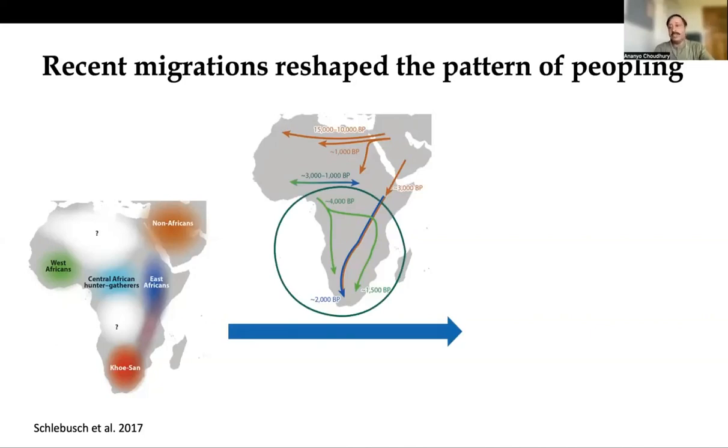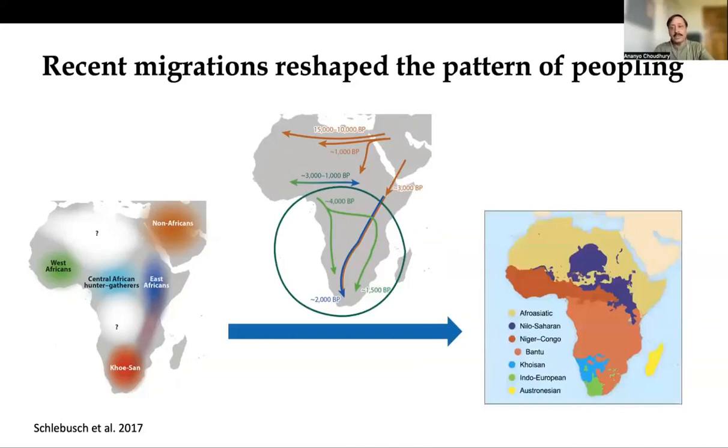These migrations changed the distribution of populations quite dramatically and led to this current pattern of peopling in which the Niger-Congo speakers related to the West African branch shown in brown became the predominant group in almost all parts of sub-Saharan Africa. Similarly, the Niger-Saharan and the Afro-Asiatic speakers who are related to the East African branch expanded to various parts of East and North Africa. The Khoisan and the rainforest foragers, on the other hand, diminished in size and became restricted only to certain regions of Southern and Central Africa.